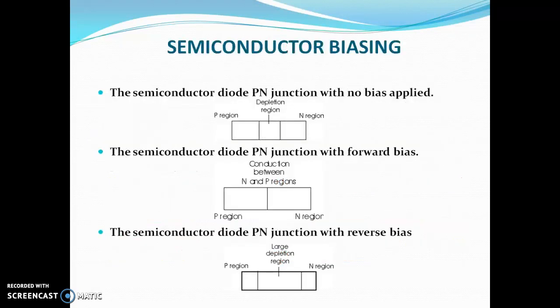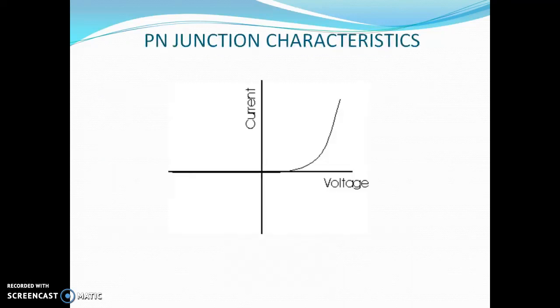Semiconductor biasing. The first diagram shows the p-n junction with no bias applied. The second one shows the p-n junction with applied forward bias. And the third one shows the p-n junction with reverse bias voltage. This shows the p-n junction characteristics.